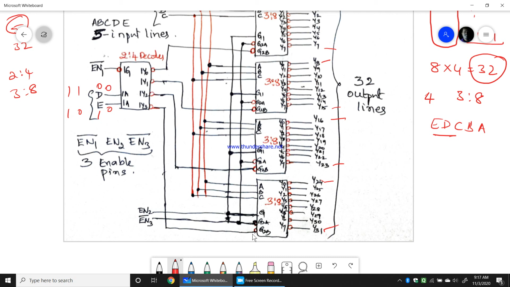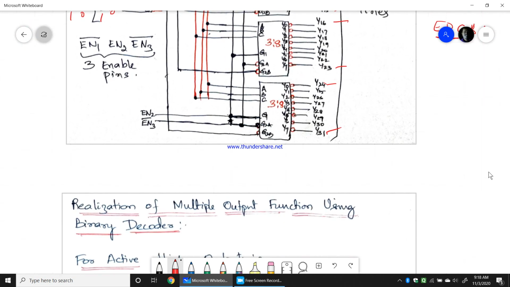And this is how you design 5:32 using 2:4 and 3:8 line decoders. All enable pins of the 3:8 line decoders are shortened and made as a single enable pin, and this enable pin of the 2:4 decoder is considered, so that once it is enabled, D and E values will be considered, and based on that it will select the output lines, and based on that output these 3:8 line decoders will be selected. Based on the selection, it will give the output based on the selection of the 3:8 line decoder based on the D and E value. Okay.